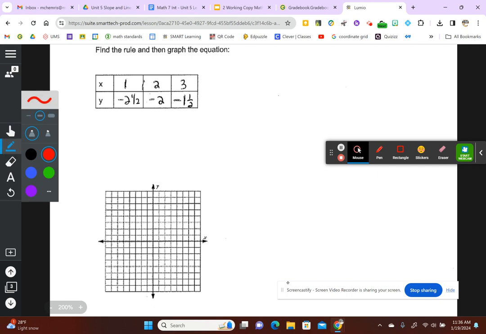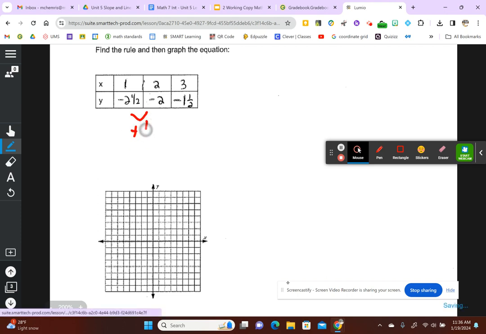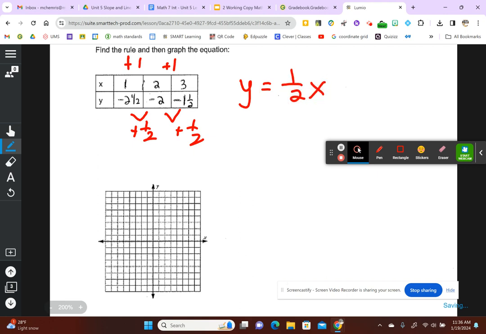Okay, so now, first thing I'm going to do is try to find the rule. And here, to go from -2.5 to -2, I add 1/2. And to go from -2 to -1.5, I add 1/2. And this is changing by 1. So I know my multiplier is 1/2. And if I do 1/2 times 1, it's 1/2. And how do I turn that into -2.5? I subtract 3.